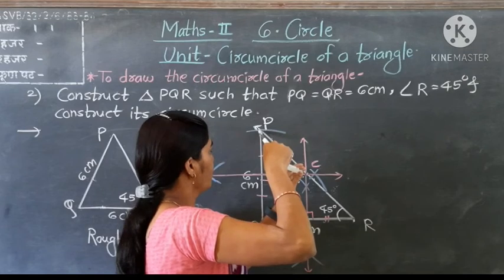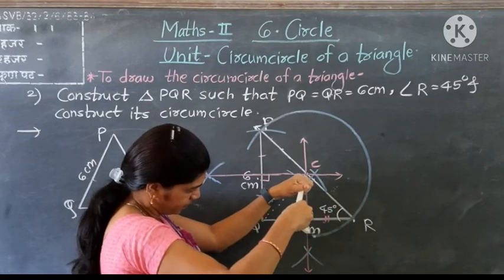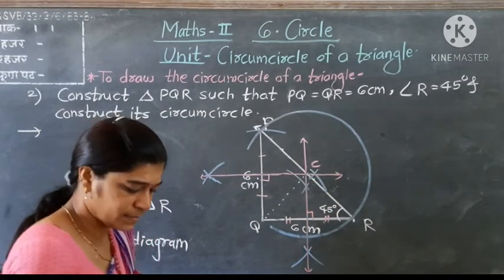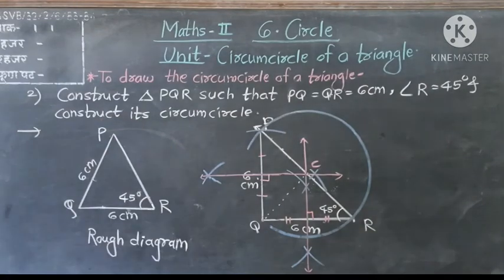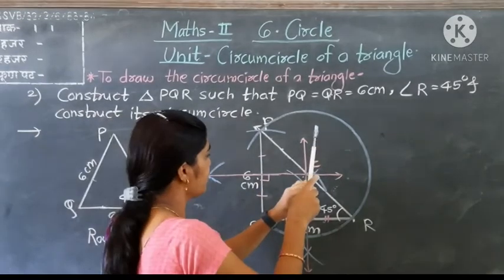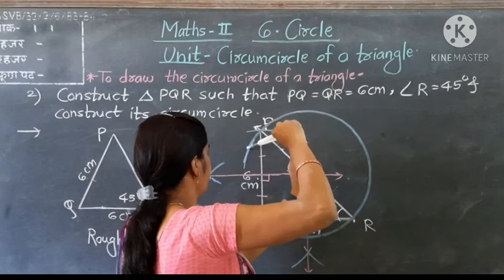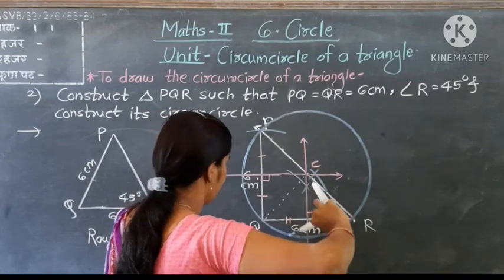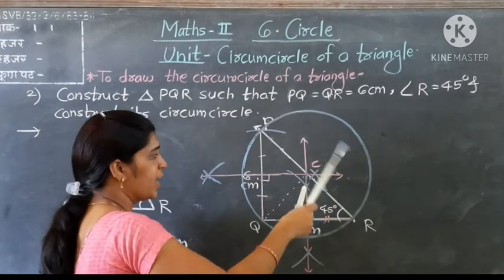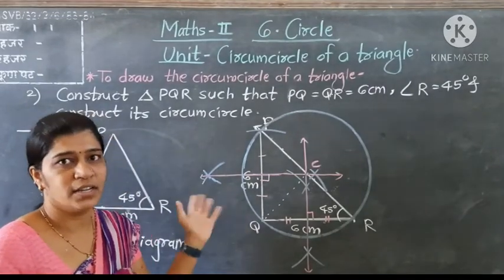Okay. So draw circumcircle. Using center C and radius CP, CR or CQ, draw the circumference of this circle.